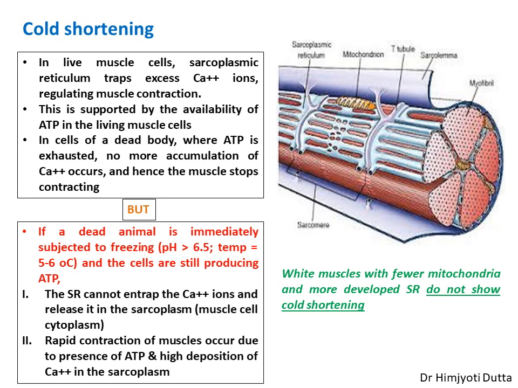It is more prevalent in red muscles where mitochondria per unit cell are high in number, producing a high amount of ATP. In white muscles, production of ATP is naturally low and the problem of cold shortening is almost absent.